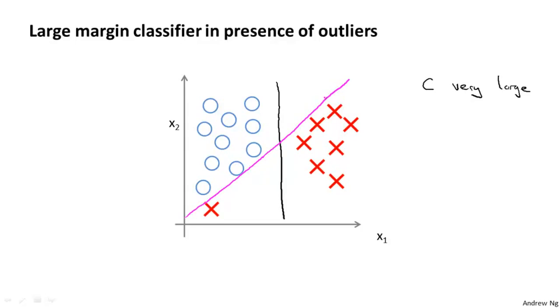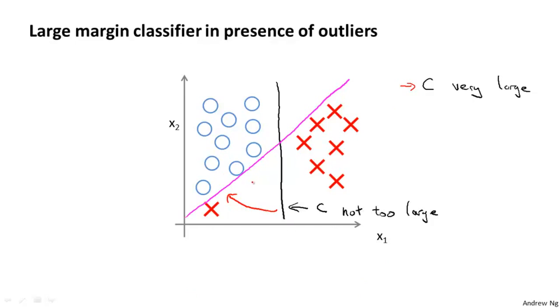And it's really not clear that based on a single outlier, based on a single example, it's such a good idea to change my decision boundary from the black one over to the magenta one. So if the regularization parameter C were very large, then this is actually what the SVM will do. It'll change the decision boundary from the black to the magenta one. But if C were reasonably small, or if you were to use C not too large, then you still end up with this black decision boundary.